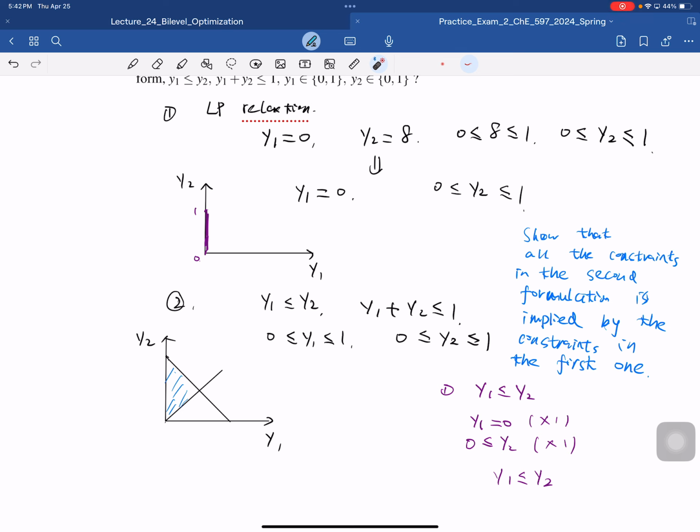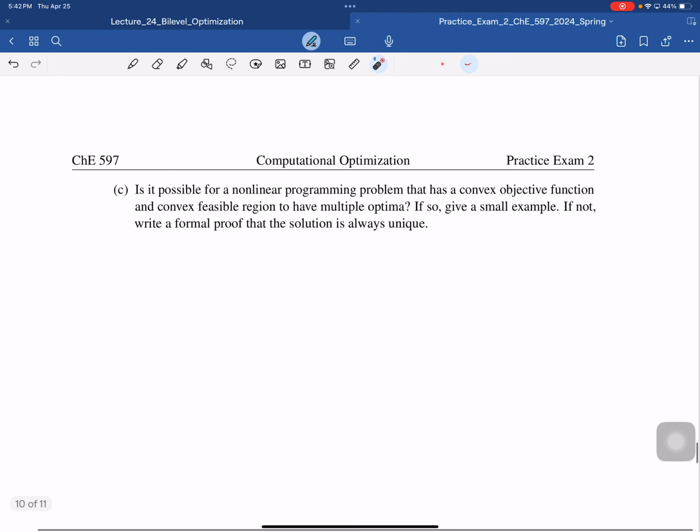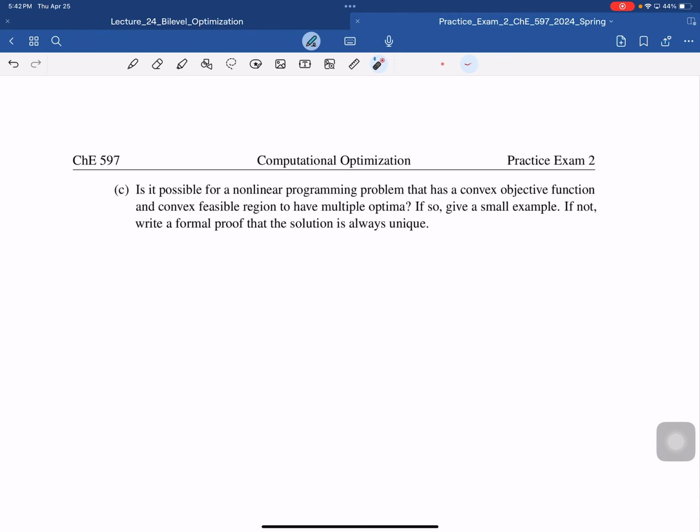Any other questions? Here. Yeah, here the C is a naive problem. Is it possible for a nonlinear programming problem that has a convex objective function and a convex feasible region to have multiple optima? If so, give a small example. If not, write a formal proof that the solution is always unique. Right? So here the trick is that maybe you can make up a nonsmooth example as well. I will just make up a toy example.